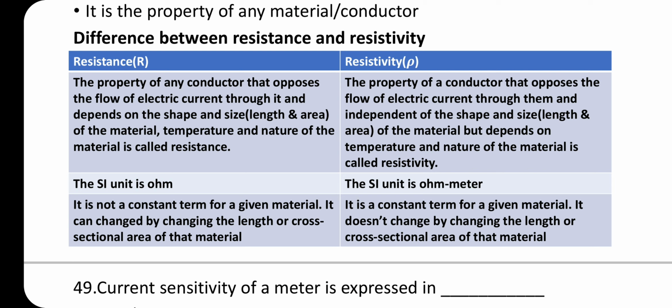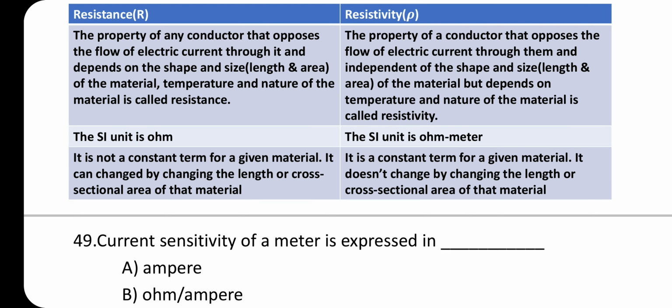Resistance is not a constant term for a given material. It can change by changing the length or cross-sectional area of that material. Resistivity is a constant term for a given material. It does not change by changing the length or cross-sectional area of the material.